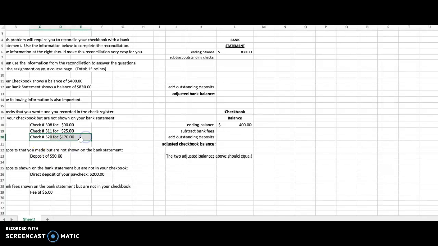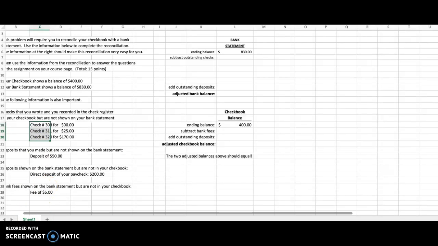But at any rate, all of these checks, check number 320 is another one for $170. These have been written by you, they've been sent to the creditors by you, and they've been deducted from your checkbook balance, but they have not been shown on the bank statement. So these need to be put on your bank statement as a deduction.